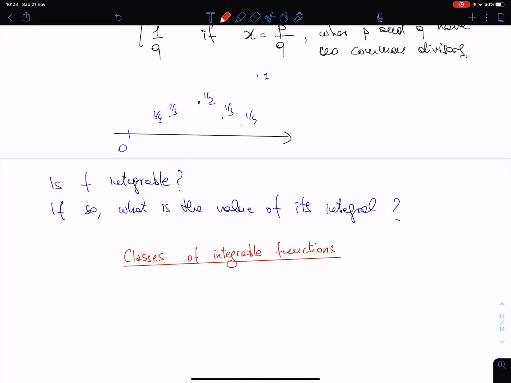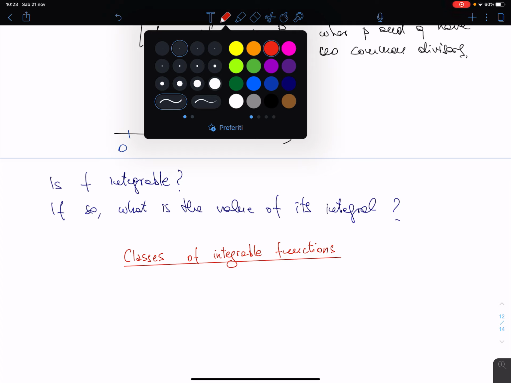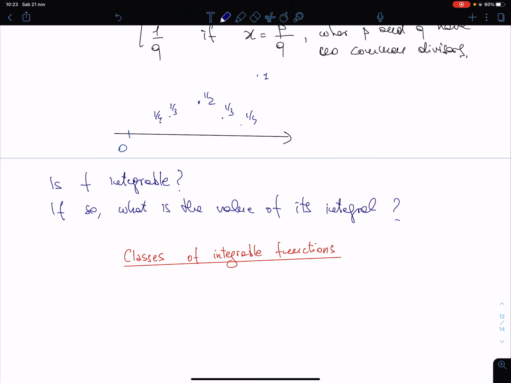So, in particular, we will prove that two very important classes of functions are in fact integrable, and these two classes are the class of monotone functions, and continuous functions. When I say class, I mean set, okay, nothing more. So they are integrable, okay?